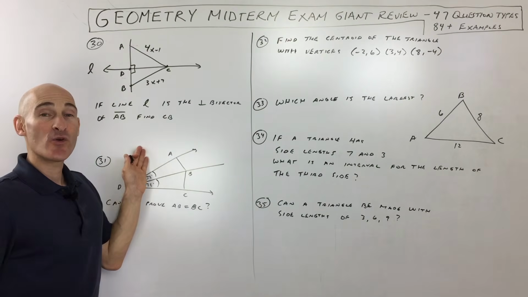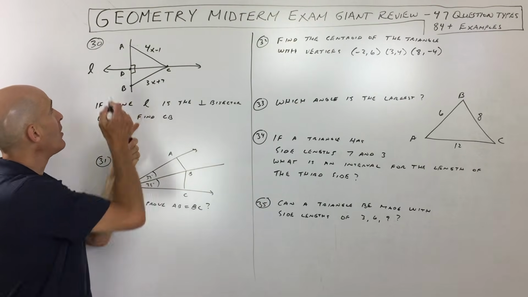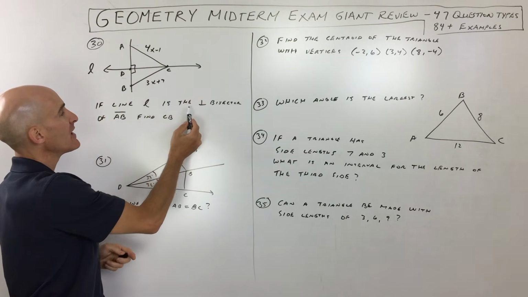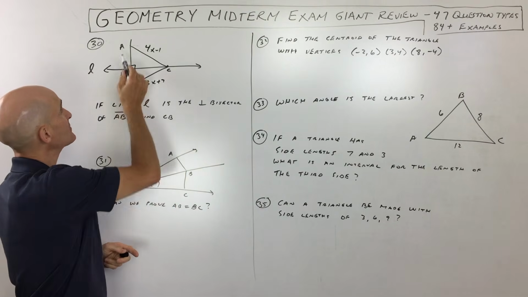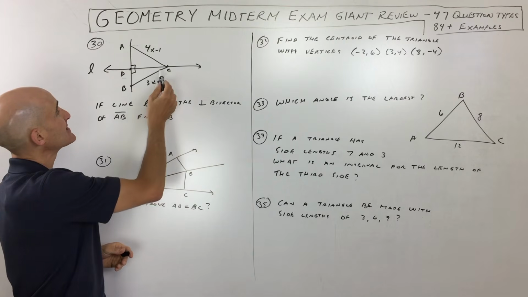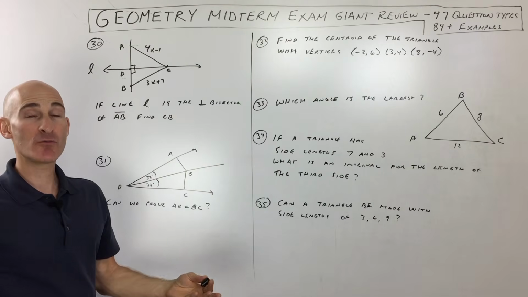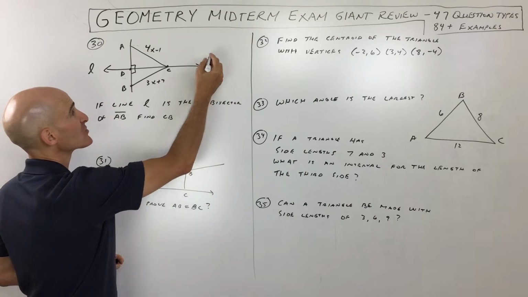Okay, question number 30. They give us this diagram here, and it says if line L, which is this horizontal line here, is the perpendicular bisector of segment AB, find CB, this length right here. So what they're testing us on in this problem is the perpendicular bisector theorem. Do we know what the perpendicular bisector theorem is?